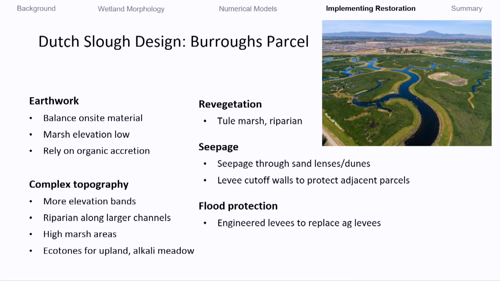So you may have to build in cutoff walls to protect that and provide flood protection. So there are going to be engineering levees to replace some of these ag levees on the Burroughs parcel to protect the residential areas to the south.